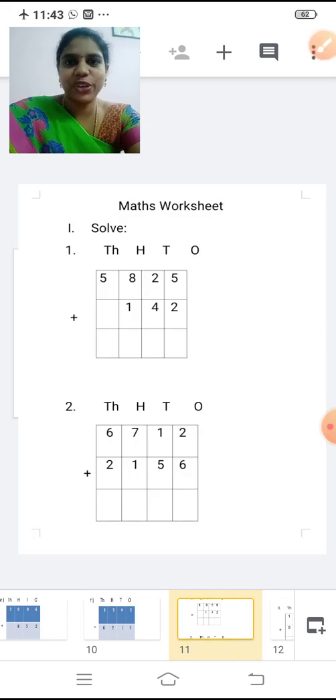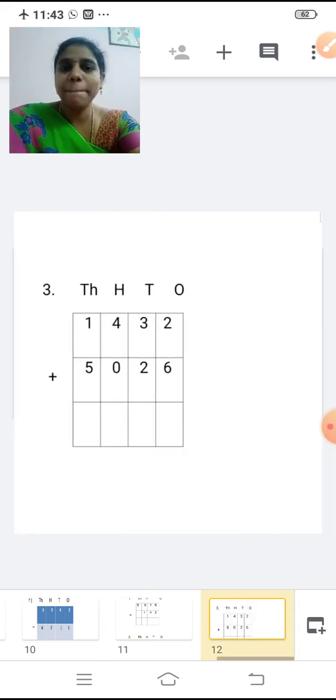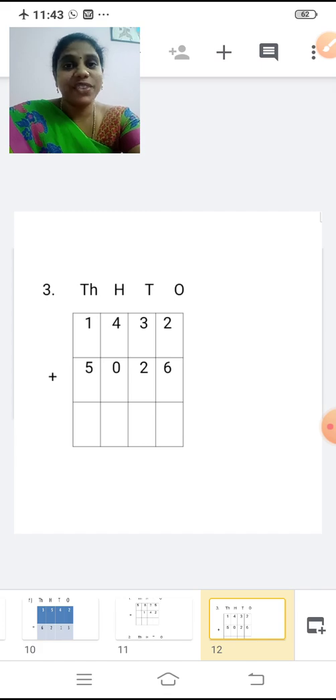And here is one worksheet for you. Finish the worksheet. You are going to add 5,825 plus 142. First sum is 5,825. You are going to add with 142. Second sum, 6,712. You are going to add with 2,156. Third sum, 1,432. You are going to add with 5,026. Finish the worksheet, children.